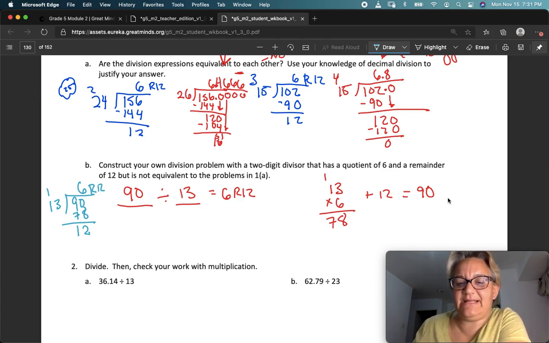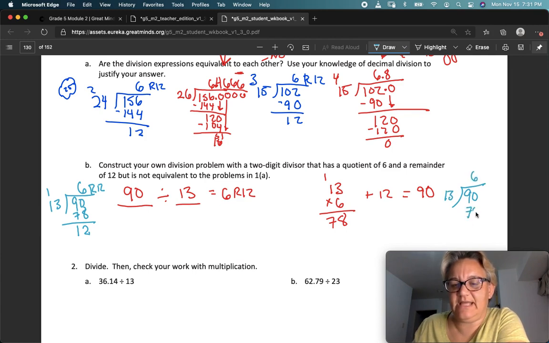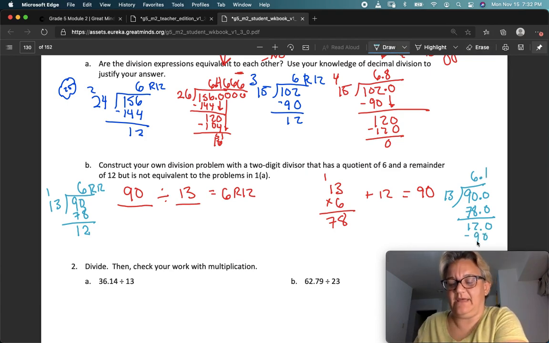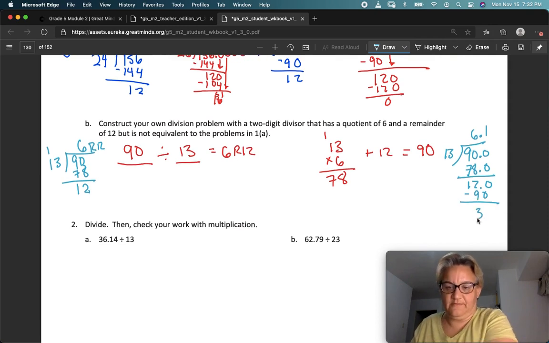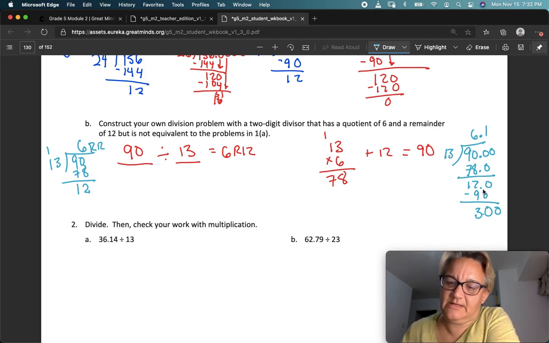Let's check and see what it would be if we did it as a decimal. 90 divided by 13 would be 6, 78, but now if I add the tenth space, I have 12 and 0. 90 would go into 120 one time. Oops. 1 times 90 is 90, and that's going to leave me with 30. If I added a hundredth space, wait a minute. Oh, I did something wrong there. I'm sorry. I was looking at this 90, and I should have been looking at that 13.